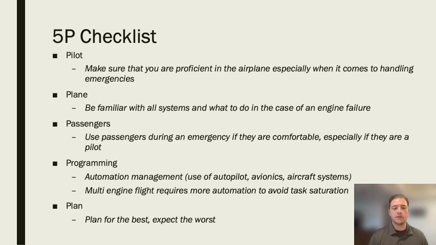Passengers: we want to use passengers during an emergency if they're comfortable, and especially if they're a pilot. If they're also familiar with this airplane, we can use them to take a little bit of the workload off of us. Next, programming: automation management, use of autopilot, avionics, and aircraft systems. Multi-engine flight is going to require more automation to avoid task saturation. There's going to be a lot more systems installed on the aircraft. And then lastly, the plan. Again, we want to plan for the best, but expect the worst.